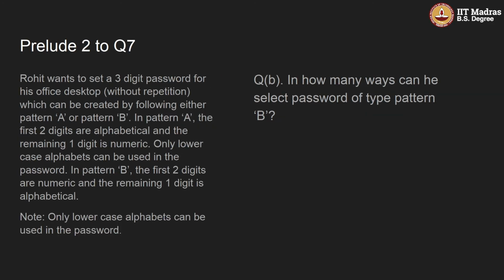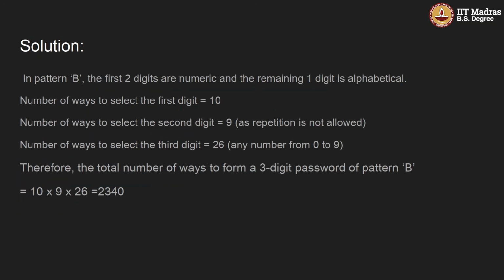Now, the second part of this question is, in how many ways can he select password of type pattern B? In pattern B, the first two digits are numeric and the remaining one digit is alphabetical. For numeric, we have to consider the numbers 0 to 9. So the number of ways to select the first digit will be 10 only. It will not be 9 because it's a password, not a number. We can have a password starting with 0, 1, A. We can have a password like this. So for the first digit we have 10 ways to choose from, 0 to 9.